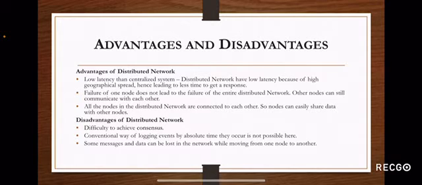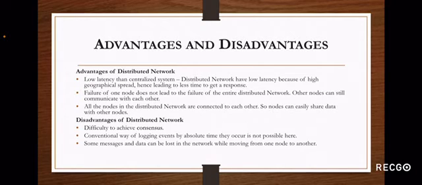Advantages and disadvantages. Advantage of distributed network: low latency compared to centralized system. Distributed networks have low latency because of high geographical spread, hence leading to less time to get a response. Failure of one node does not lead to the failure of the entire distributed network. Other nodes can still communicate with other nodes. The last advantage is all the nodes in the distributed network are connected to each other. The nodes can easily share data with each other.